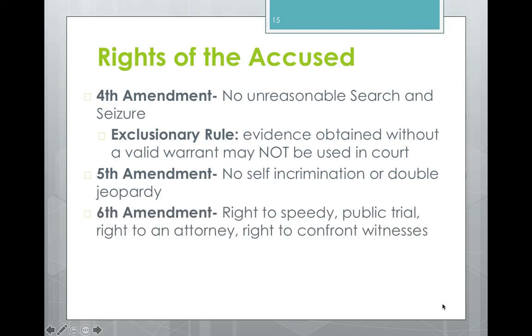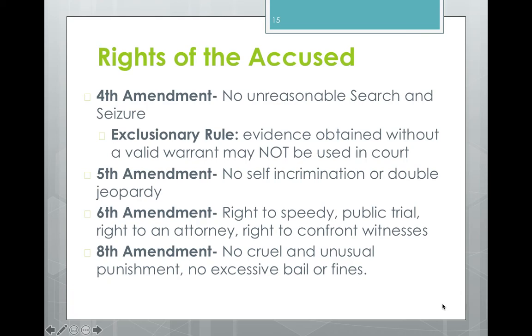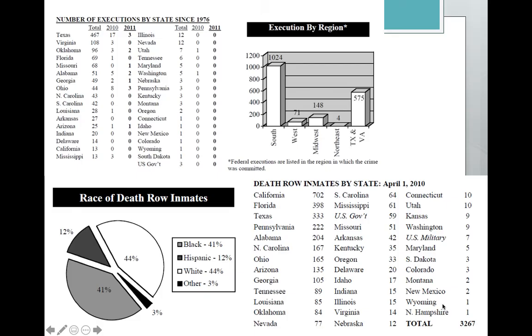Sixth Amendment: right to a speedy trial, public trial, right to an attorney, right to confront witnesses. That is under your constitutional rights as well. Eighth Amendment: no cruel and unusual punishment, no excessive bail or fines. So these four constitutional rights under the Bill of Rights, which were added to the Constitution as it was being ratified, are very important when it comes to civil liberties, to protect individuals from the government. That is the key of civil liberty, to protect individuals from a corrosive or extreme government.